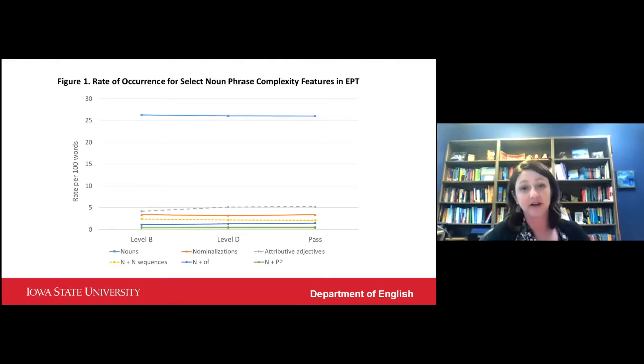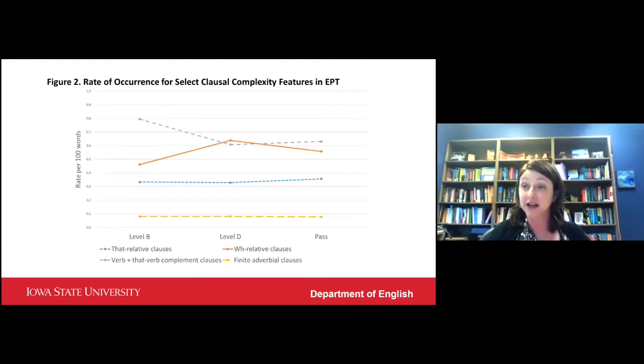It gets a little bit better when we look at the clausal features. So here the blue is the that relative clauses. We actually see a decrease in the verb plus that verb complement clauses, and this is what we had expected, because we expected those clausal features to decrease. But we see kind of a nonlinear relationship with the WH relative clauses and so on. But all of these changes are quite small.